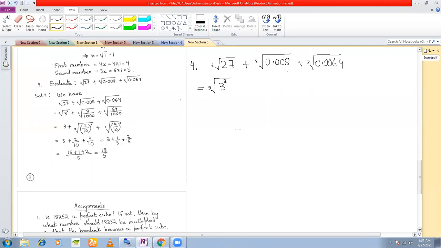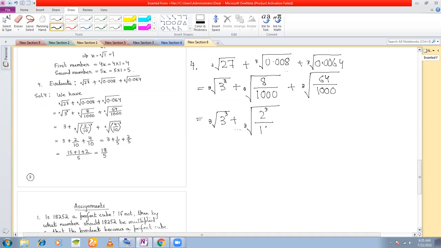So 27 can be written as 3 cube. Now these two are decimal numbers, so you can convert them to fractions first. You can write 0.008 as 8 by 1000, and you can write 0.064 as 64 by 1000. So this is cube root of 3 cube plus, and you know that 8 is nothing but 2 cube, and 1000 is nothing but 10 cube.